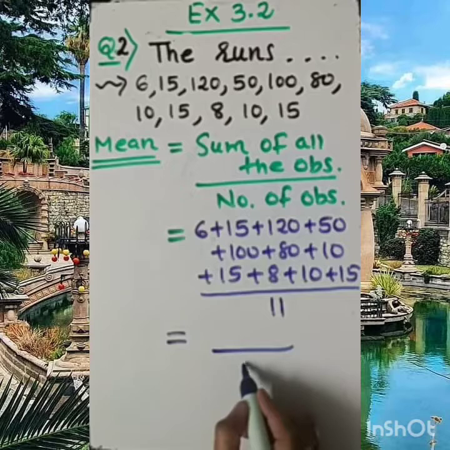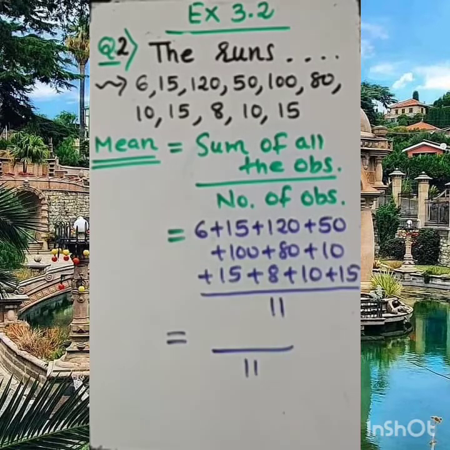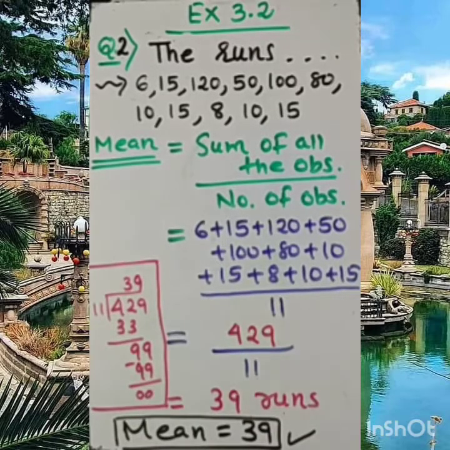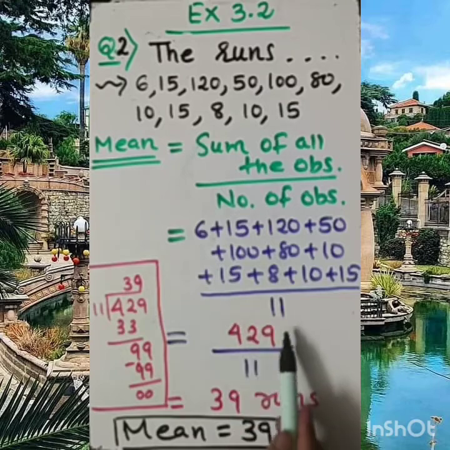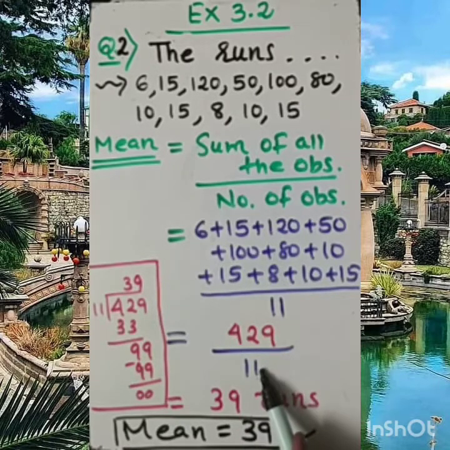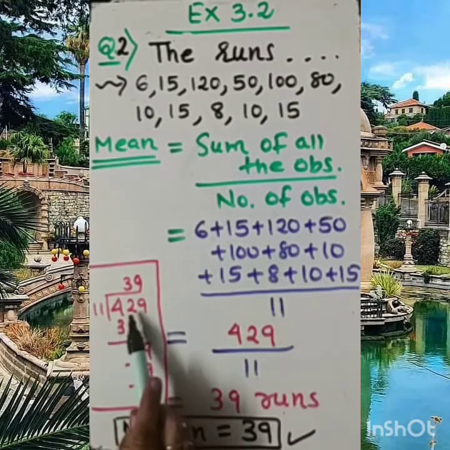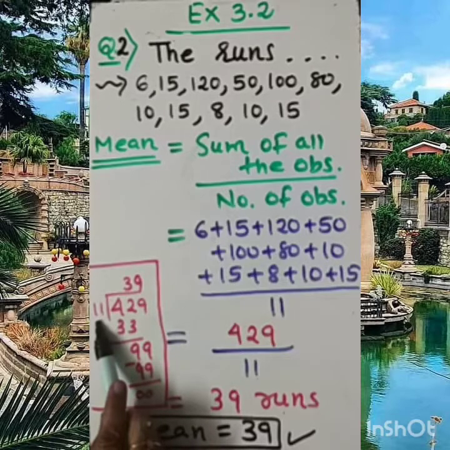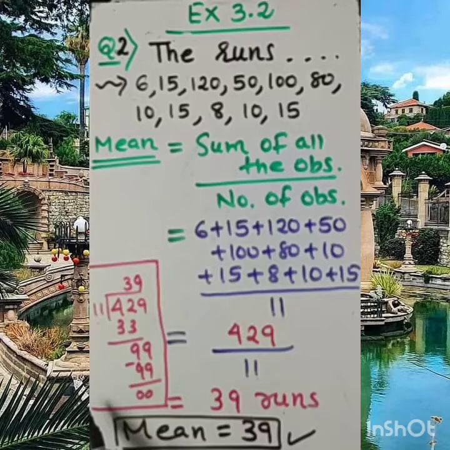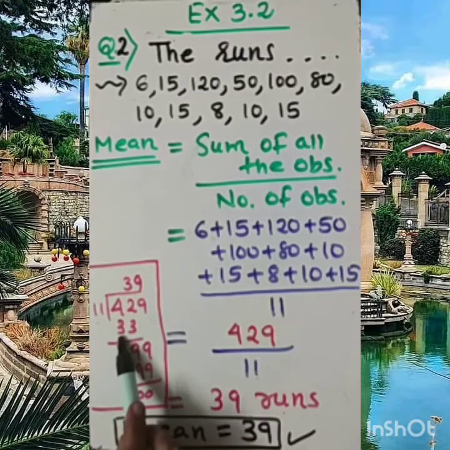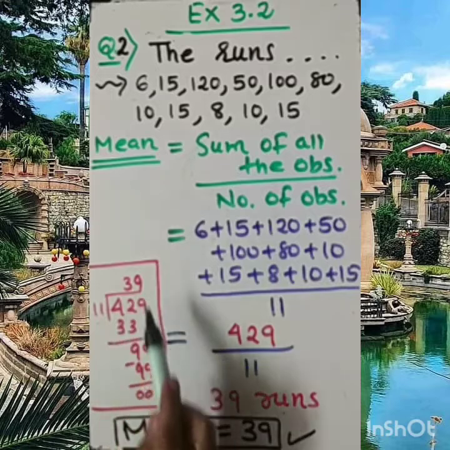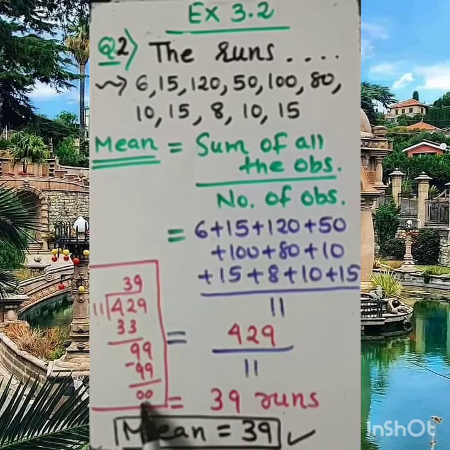So dear student, first of all let's add all this. What is it coming? So here you can see the sum of these observations coming 429 and total number of players 11. We need to divide 429 by 11. This you have to show in a rough column. So 11 3s are 33, 42 minus 33 is 9. Let me bring this 9 down. So it is 99. 11 9s are 99. So here it is 0 as a remainder.